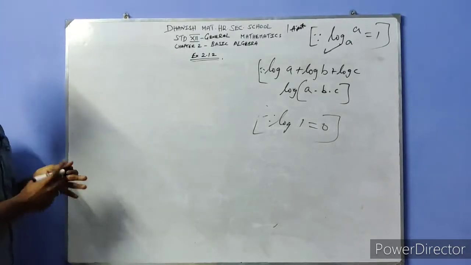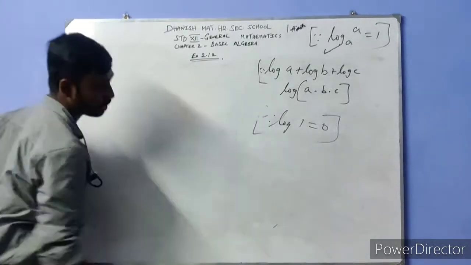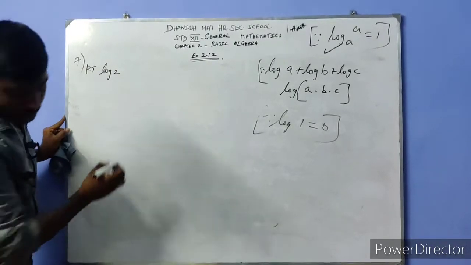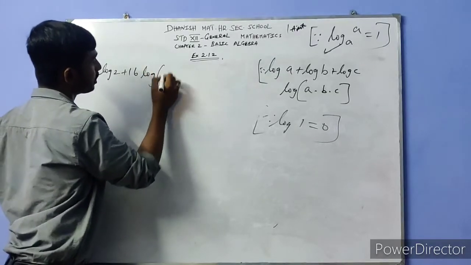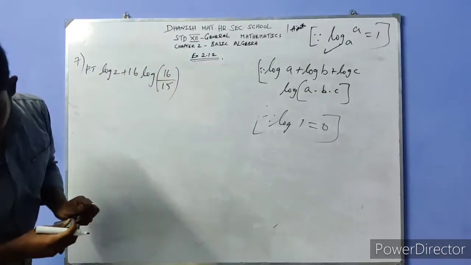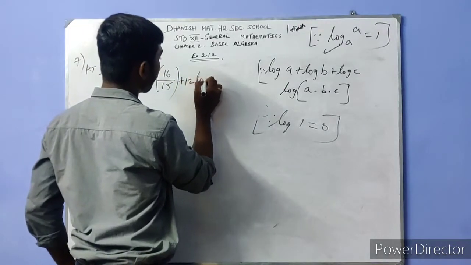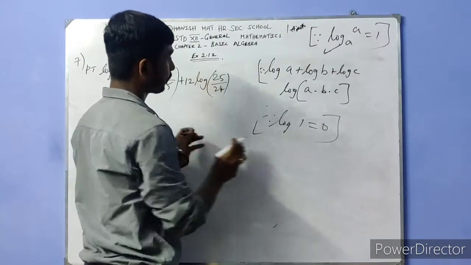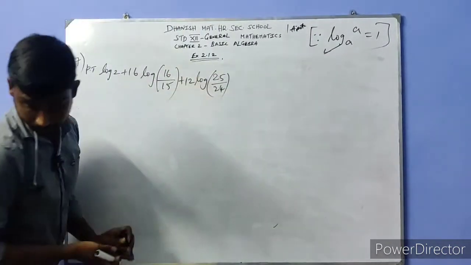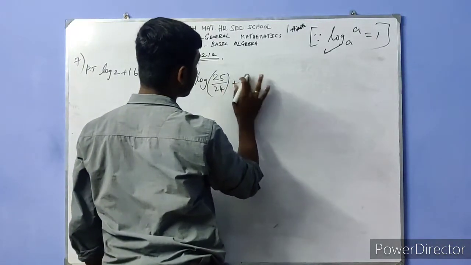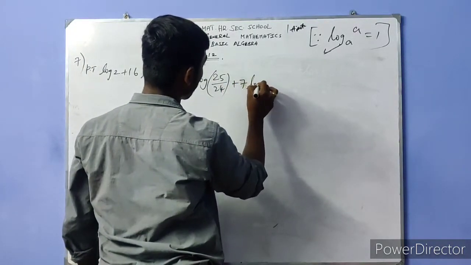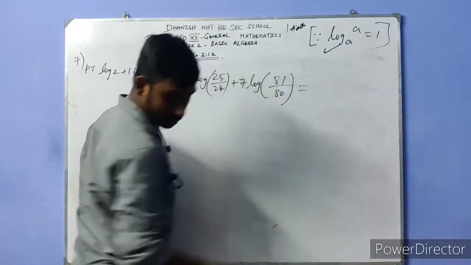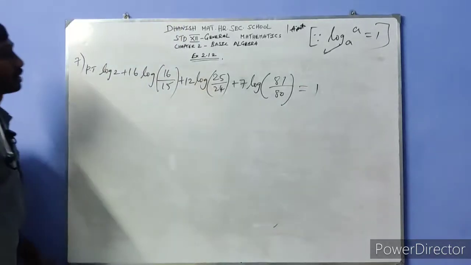So the 7th question also we are using the same condition only. What is the question given here? Prove that log 2 plus 16 log 16 divided by 15 plus 12 log 25 divided by 24 plus 7 log 81 divided by 80 equals 1. Listen how to solve this one.